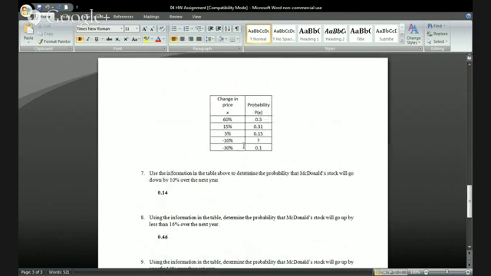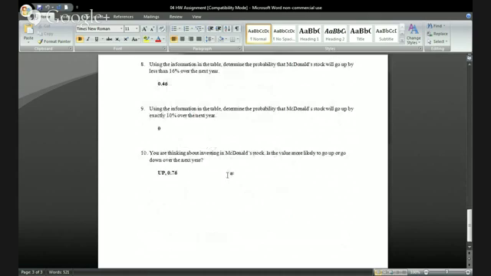Okay, so you're thinking about investing in McDonald's stock. Is the value more likely to go up or down? As I think about it, I added all the positives, and that's more than the negatives. So more likely to go up. Yeah, so if you add everything together, yeah. Okay, I believe you're correct. So up by 0.76.